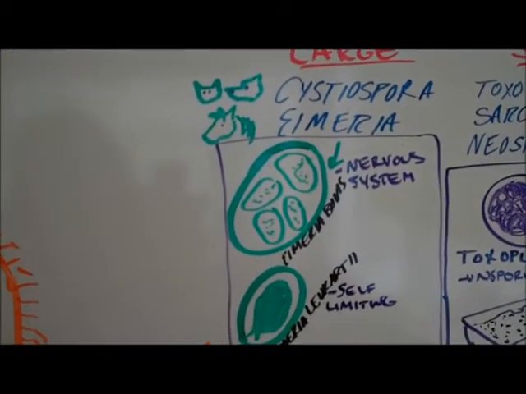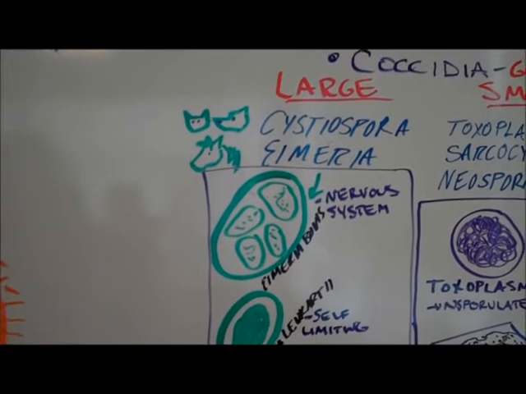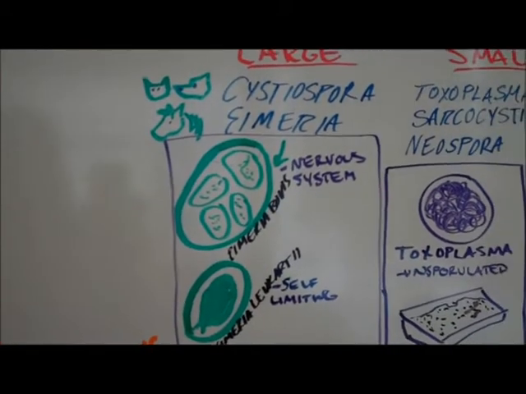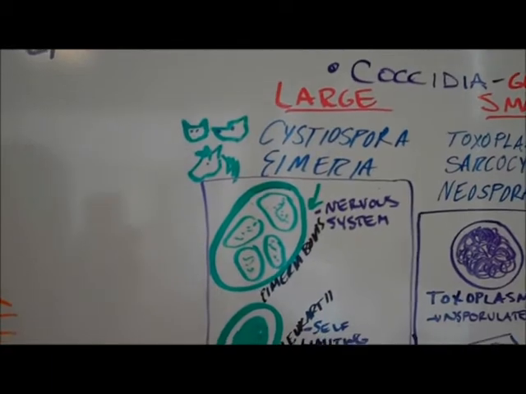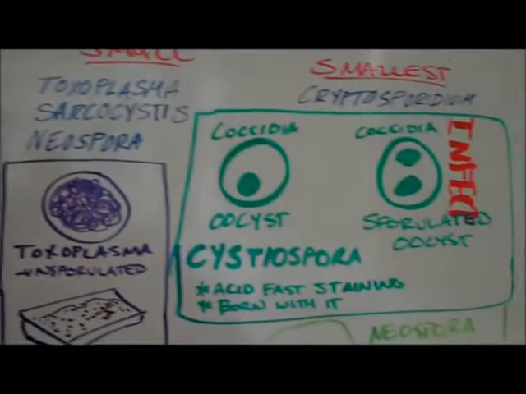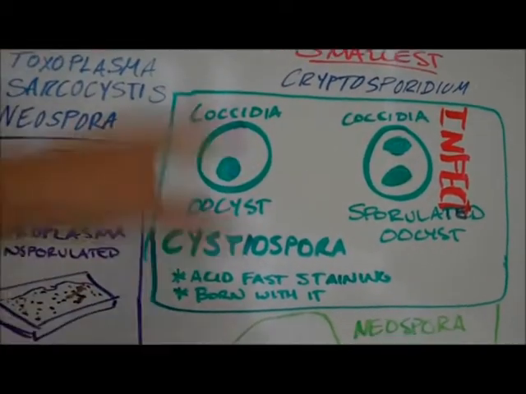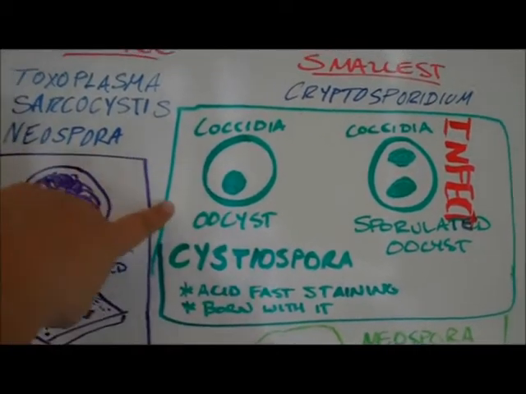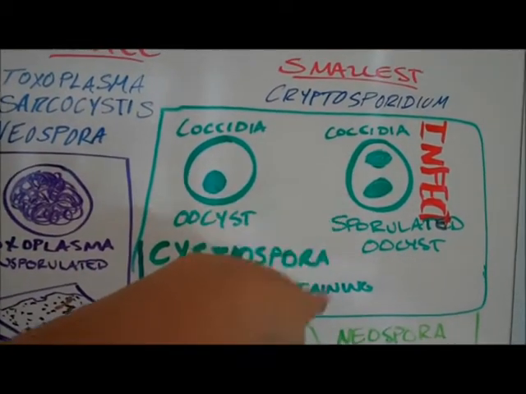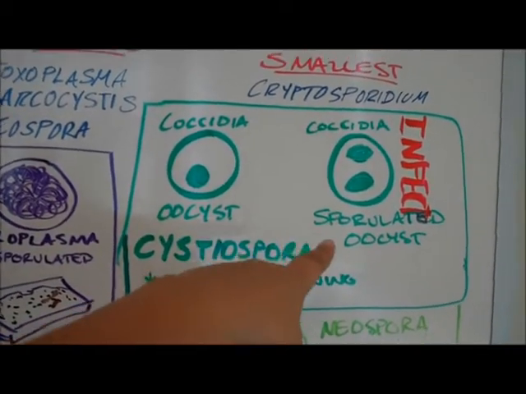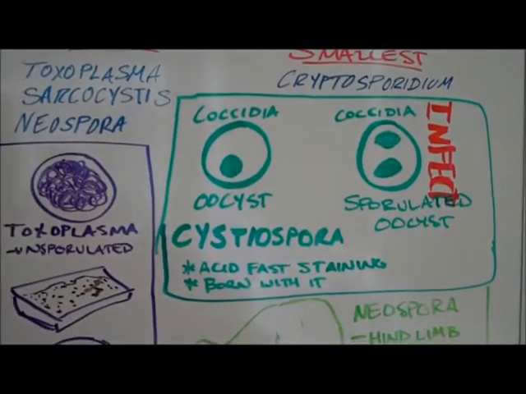There's Eimeria bovis, which affects the nervous system, and Eimeria leuckarti, which is self-limiting. You'll find those in large animals, which is why I have the horse head there. Then Cystoisospora is basically this. That's the unsporulated oocyst, and that is the sporulated one. The sporulated is the infective one, that's why it's in red.